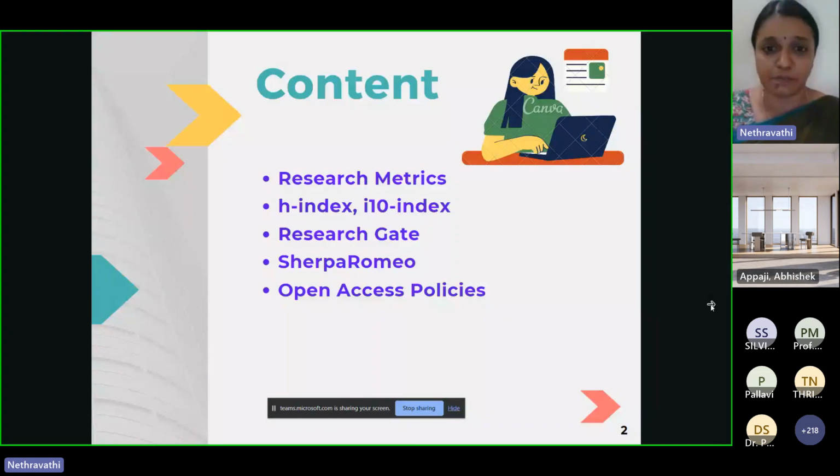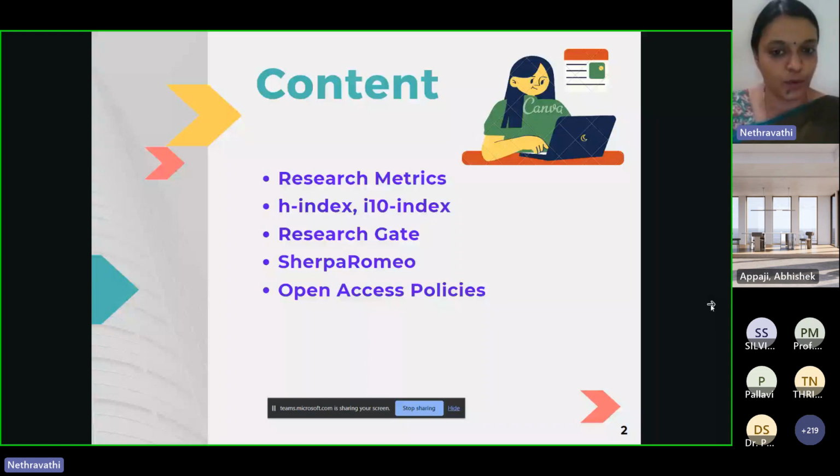So what are the different research metrics, and what do we mean by H index, i10 index, and how to calculate those? These first two topics are related to research identity, or academic identity. Next we will switch over to more general terminologies, like what is ResearchGate, what is the use of ResearchGate, and another topic which is coming up is Sherpa Romeo. I'll tell you what is Sherpa Romeo.